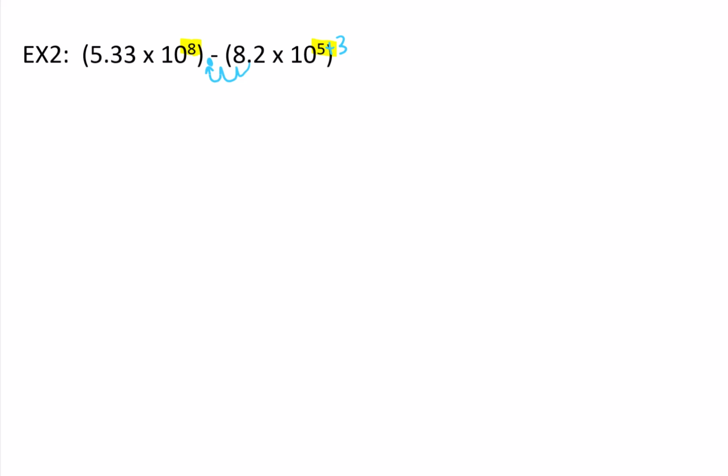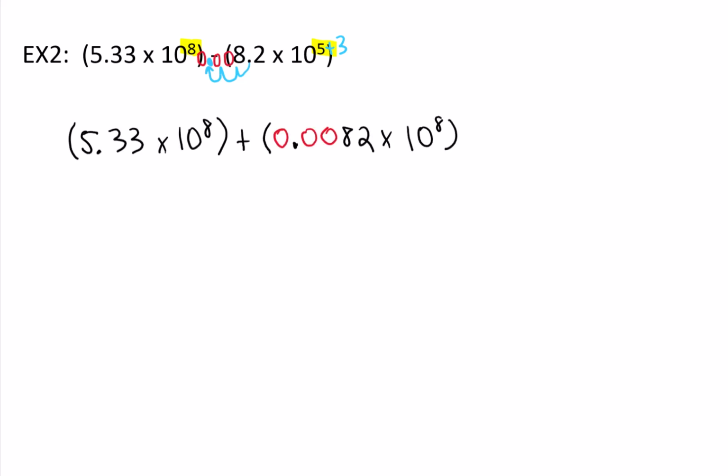And remember, when we add to the exponent, we need to move that decimal over to the left 3 times. And then I'm going to add in my 3 zeros there. So that leaves me with 5.33 times 10 to the 8th power plus 0.0082 times 10 to the 8th power. So now we have the same exponent, and that's good.